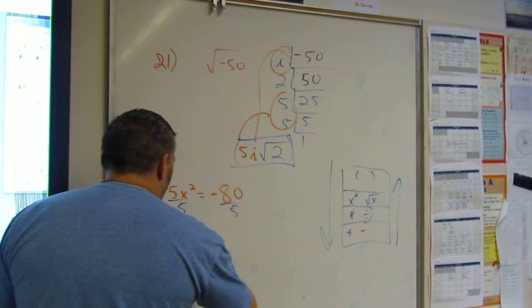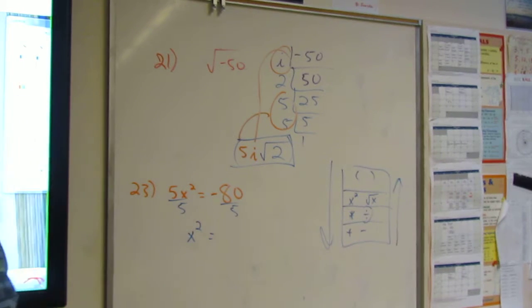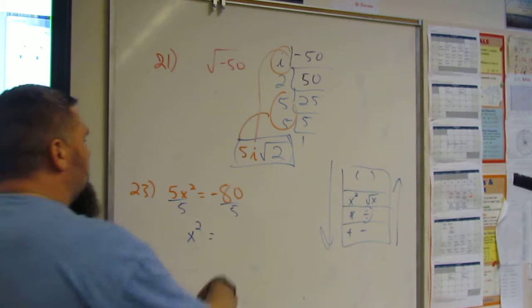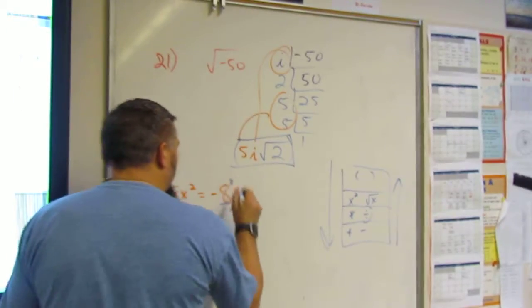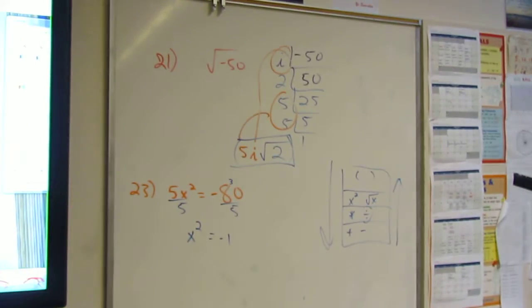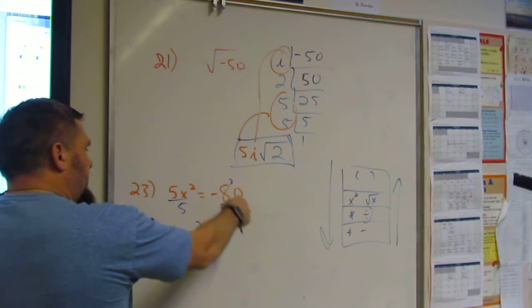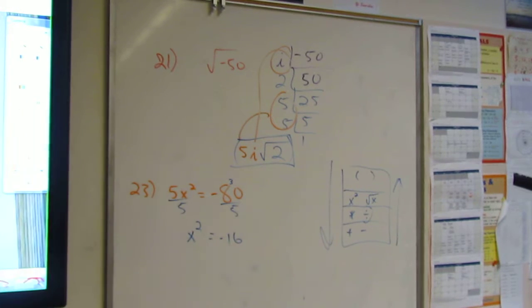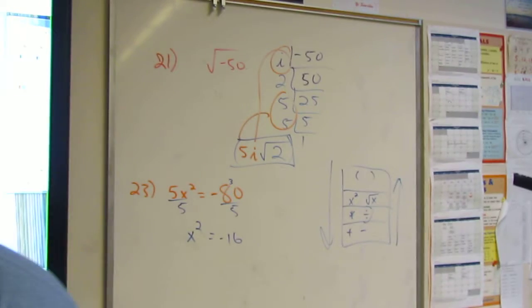It's right back down to x squared equals, and then 5 goes into 80. Well, 5 goes into 8 once, right? With 3 left over. And then 5 goes into 30. See how I do the short division? 5 goes into 30 6 times. So we got negative 16. Okay? Then we're going to get rid of a square, we've got to do the opposite. We're going to square root it.